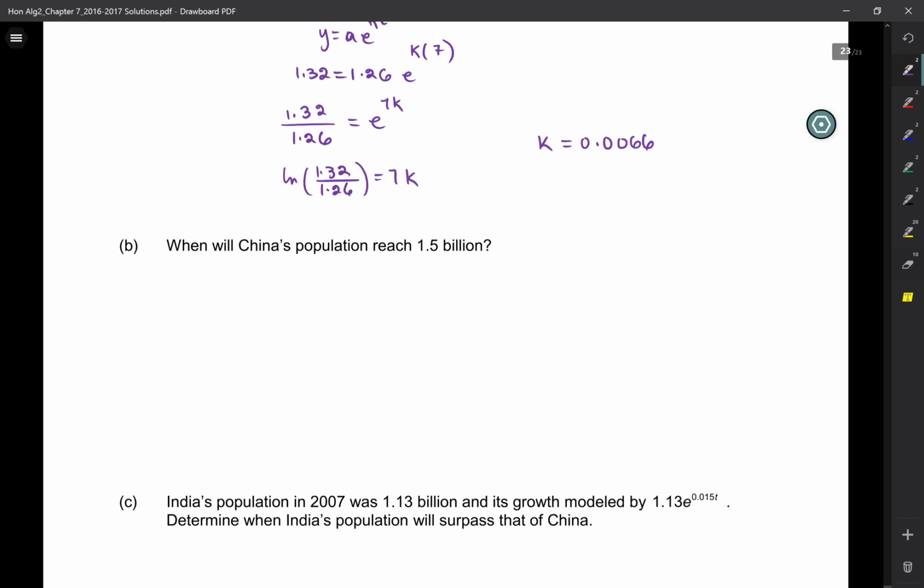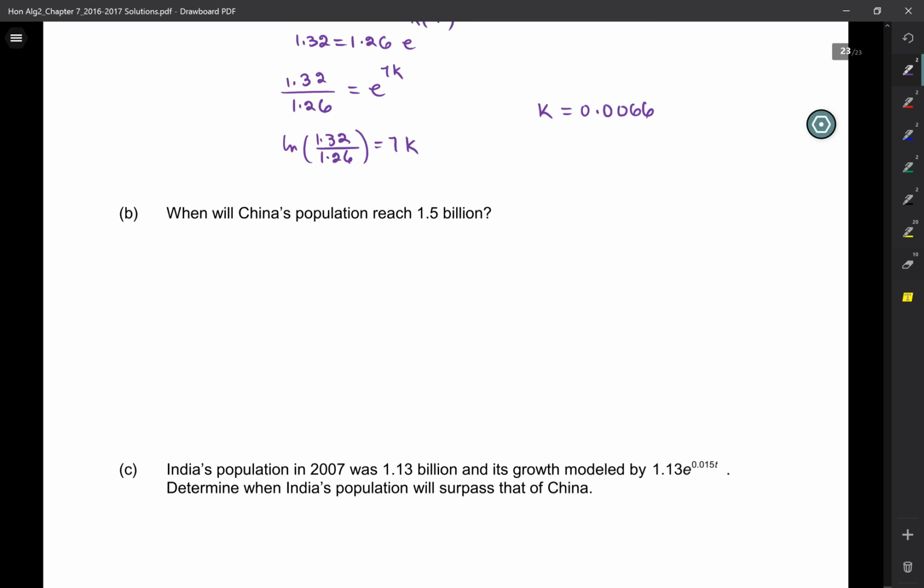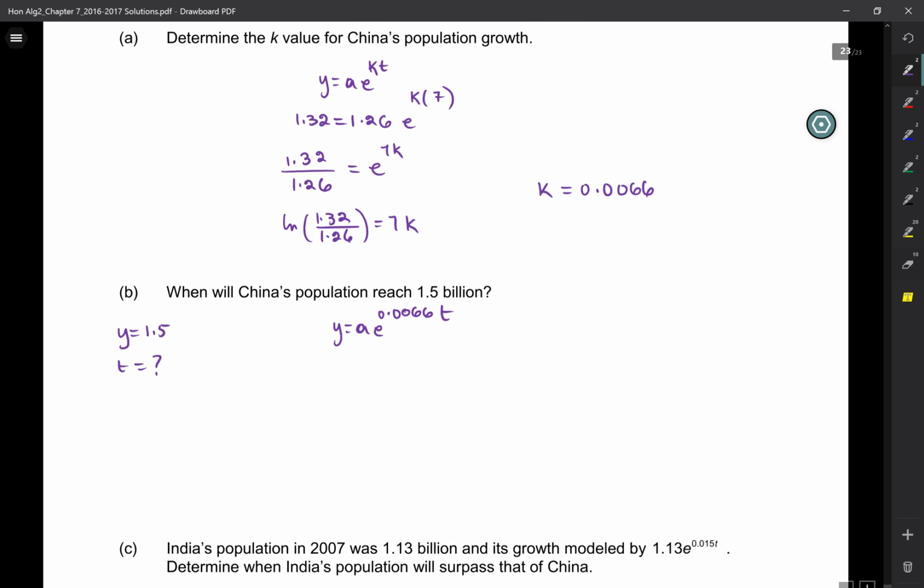When will China's population reach 1.5 billion? So now I need my equation: y equals A e to the 0.0066 t. Now, when will the population reach 1.5 billion? So now y is equal to 1.5 and t is what I need to find, right? And actually, you know what?